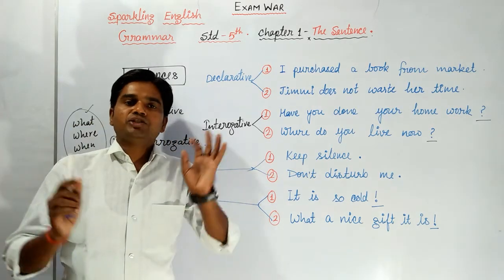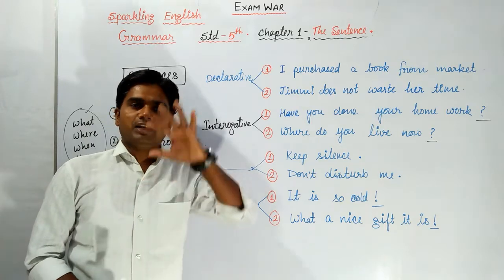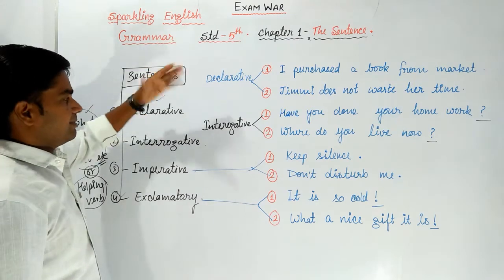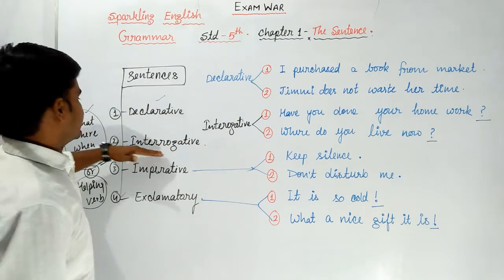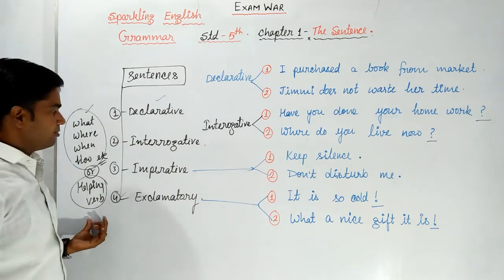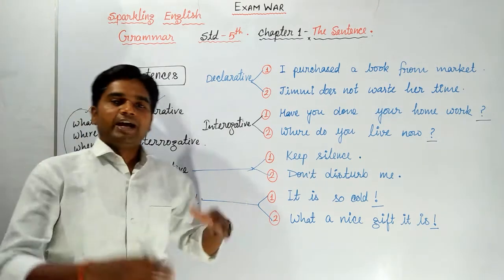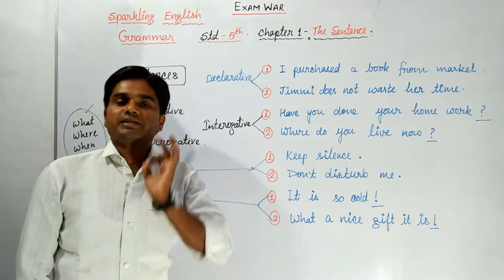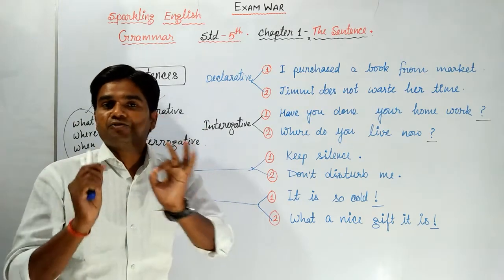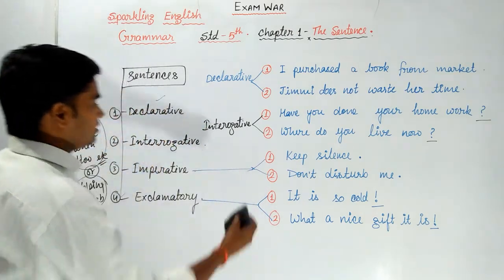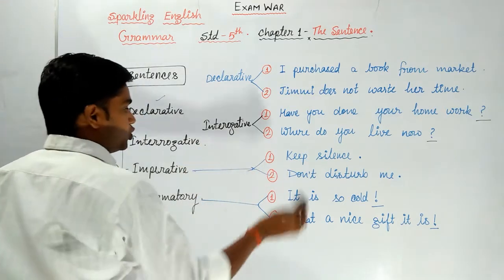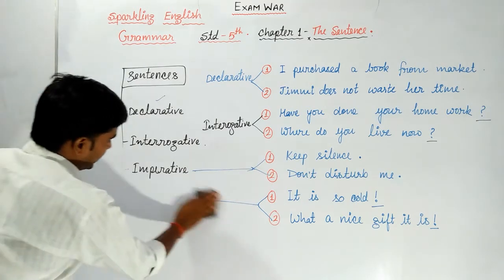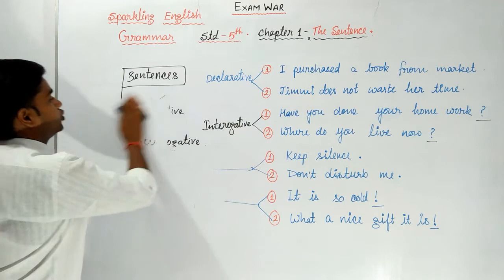I think, dear students, you got the point clearly. There are four types of sentences. Declarative sentences can be positive and negative. Interrogative sentences start with a question word or a helping verb. Imperative sentences give some advice, command, or request. Exclamatory sentences express sudden feelings, using interjections. So we should proceed towards the next point.